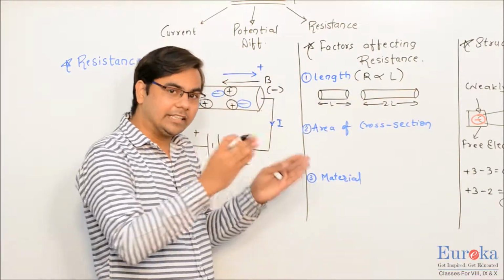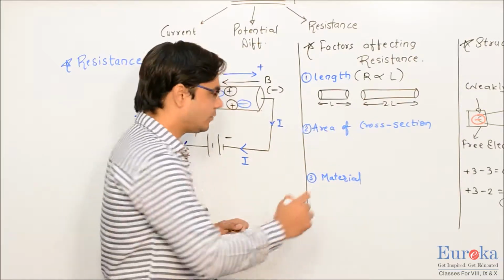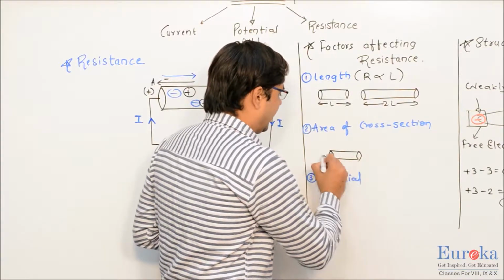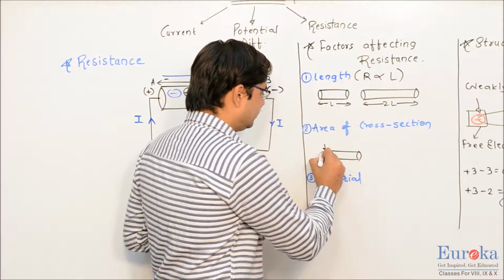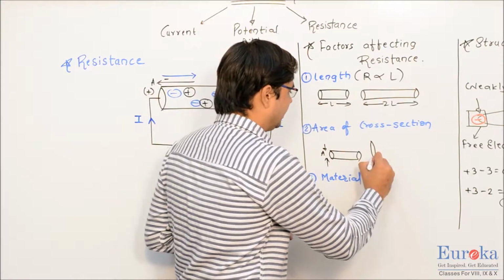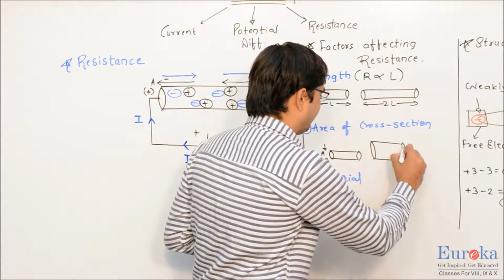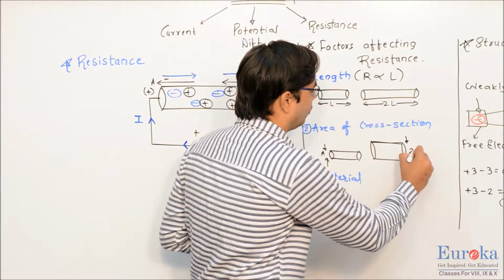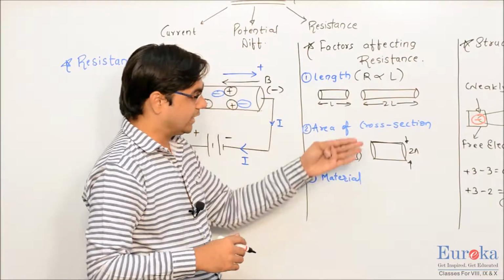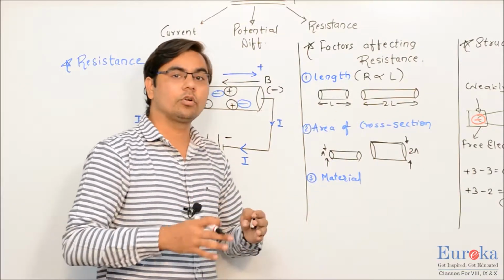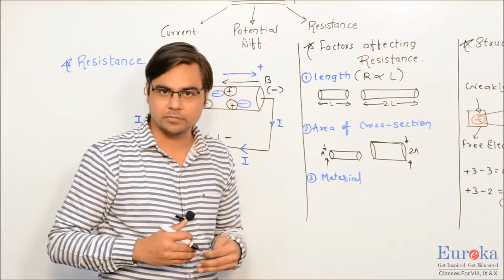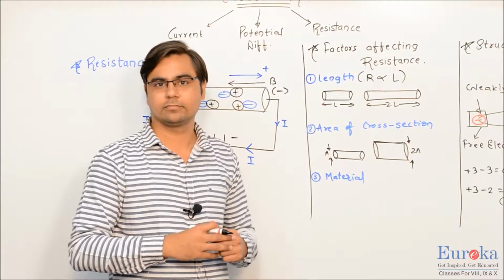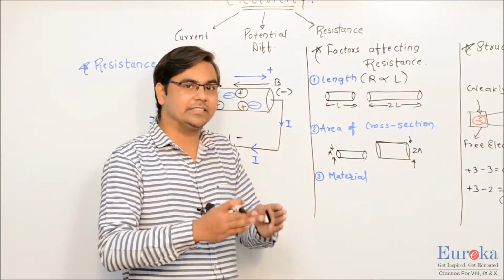Then we talk about another factor, that is area of cross section. Let's say I have a conductor with area of cross section A, and there is another conductor with area of cross section twice of A. As you can notice, the length of both of them is almost same. But the one in which the area of cross section is more, the electrons will find it easier to avoid collisions. And if it is easier to avoid collisions, tell me, will the resistance be more or less? Well, you guessed it right, the resistance will be less.